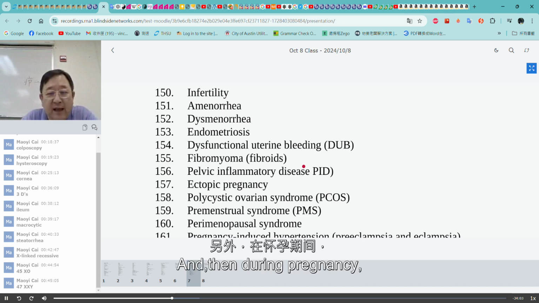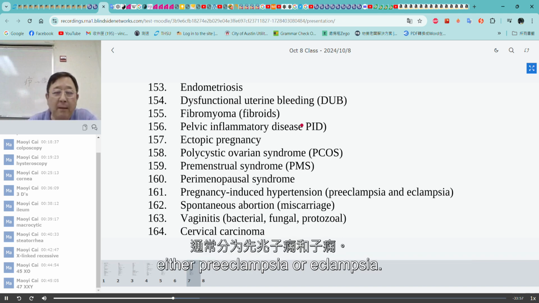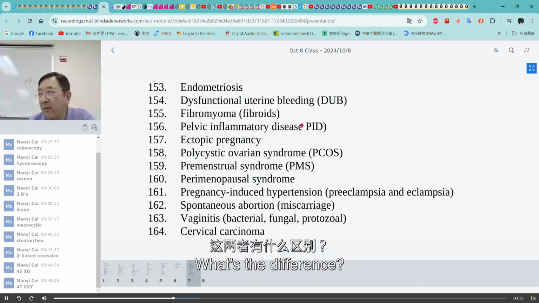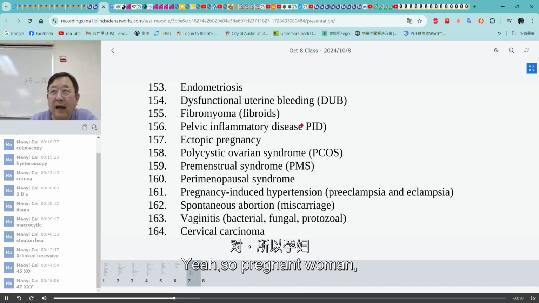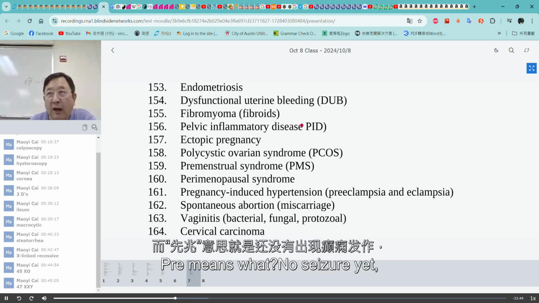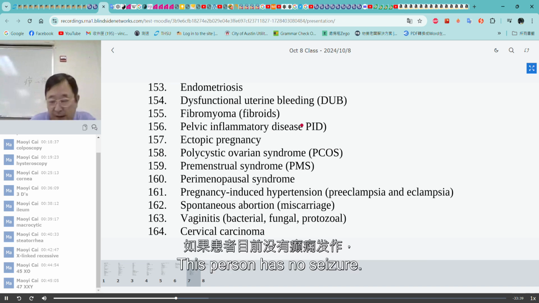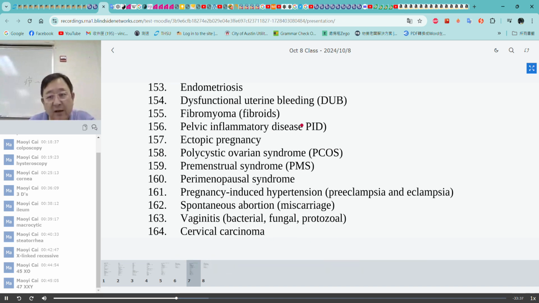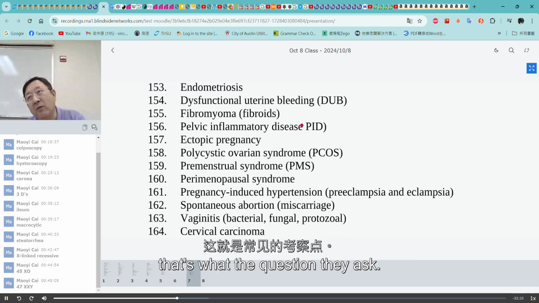And then during pregnancy, you have a condition called pregnancy-induced hypertension, high blood pressure, either preeclampsia or eclampsia. What's the difference? Eclampsia is a seizure. So a pregnant woman, because of high blood pressure, has seizures. Pre means what? No seizure yet, but it can turn into seizure. But how can I tell this person has no seizure? It's preeclampsia. So typically, if you find proteins in the urine. That's what the question they ask.